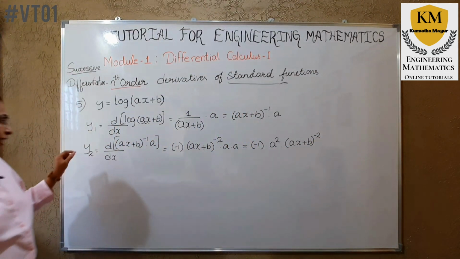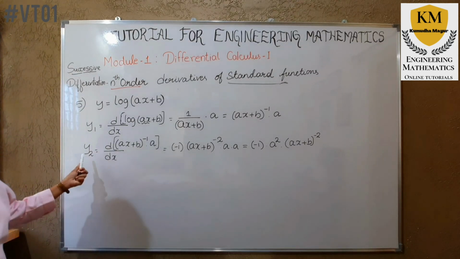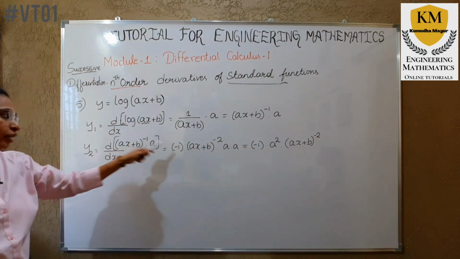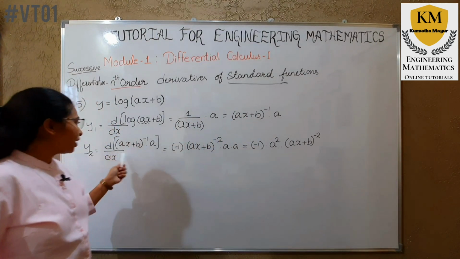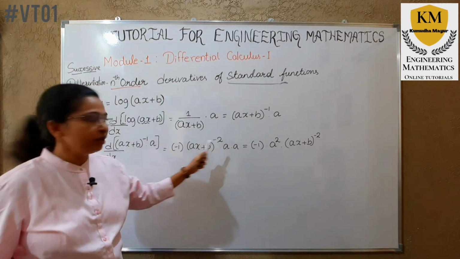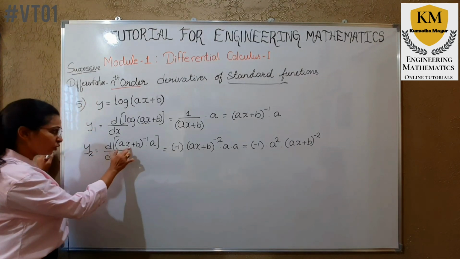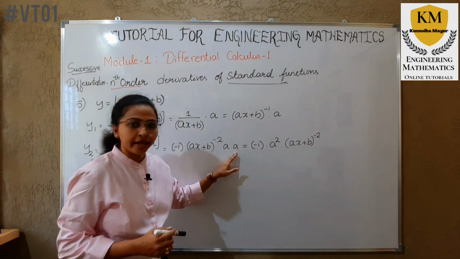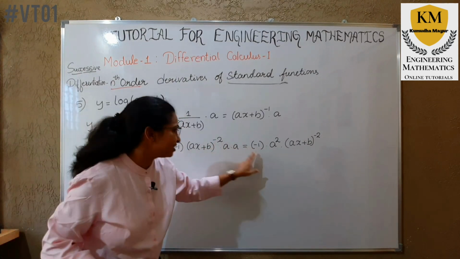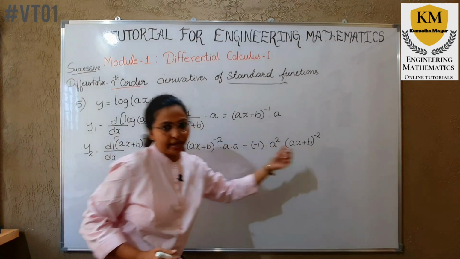If you want, let me explain once again. For the second derivative, I am differentiating d by dx of ax plus b whole to the power minus 1 into a. So when you differentiate this, you will get minus 1 into ax plus b whole to the power minus 2. This a is constant. I am differentiating with respect to x. You can observe ax over here, so I am getting a here. So a into a makes you a square. Minus 1 I am writing as it is. Ax plus b whole to the power minus 2, I am just writing it as it is.